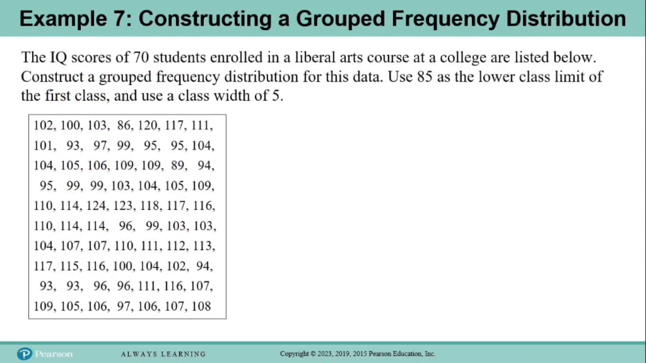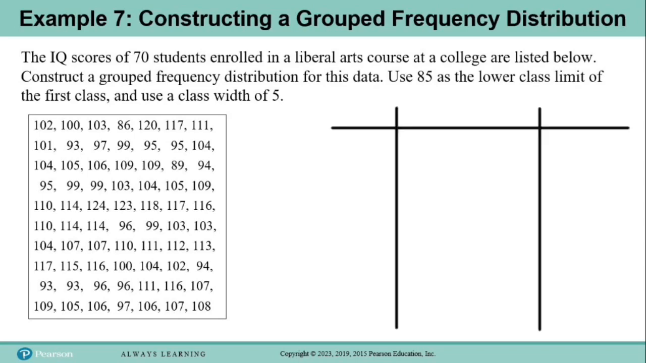Now, here is example 7, and I know this looks like a huge list of numbers, but let's just see what we've got here. The IQ scores of 70 students enrolled in a liberal arts course at a college are listed below. Construct a grouped frequency distribution for this data. Use 85 as the lower class limit of the first class, and use a class width of 5. So this time they're asking us to construct our own classes, and we can do it.